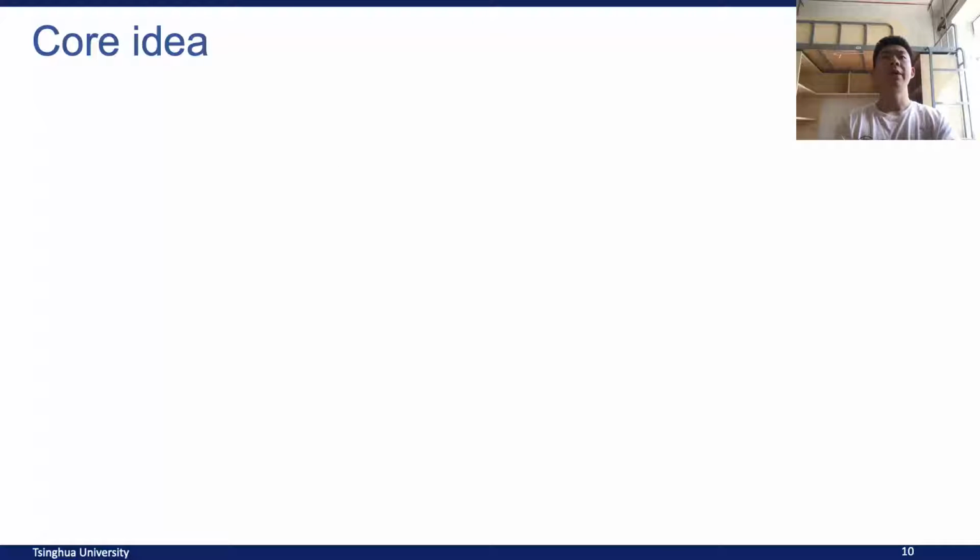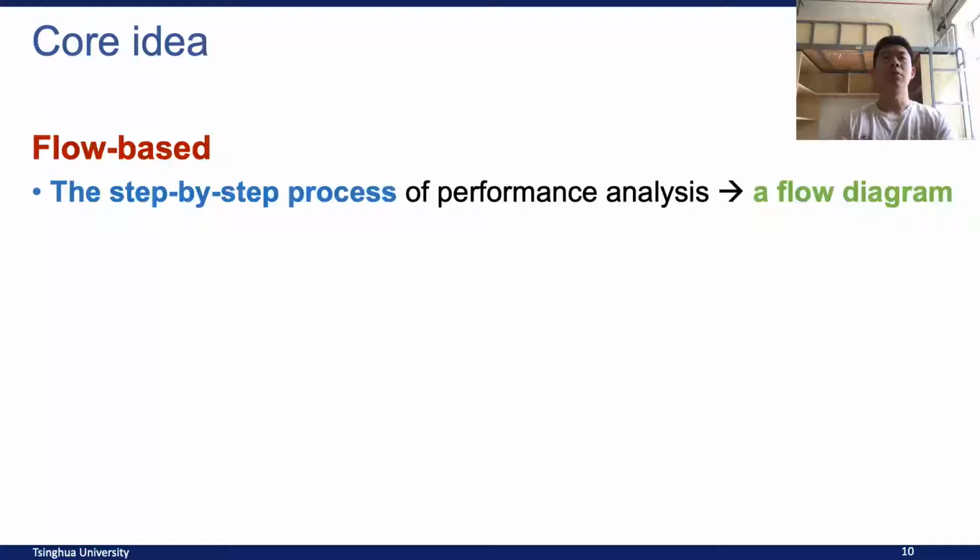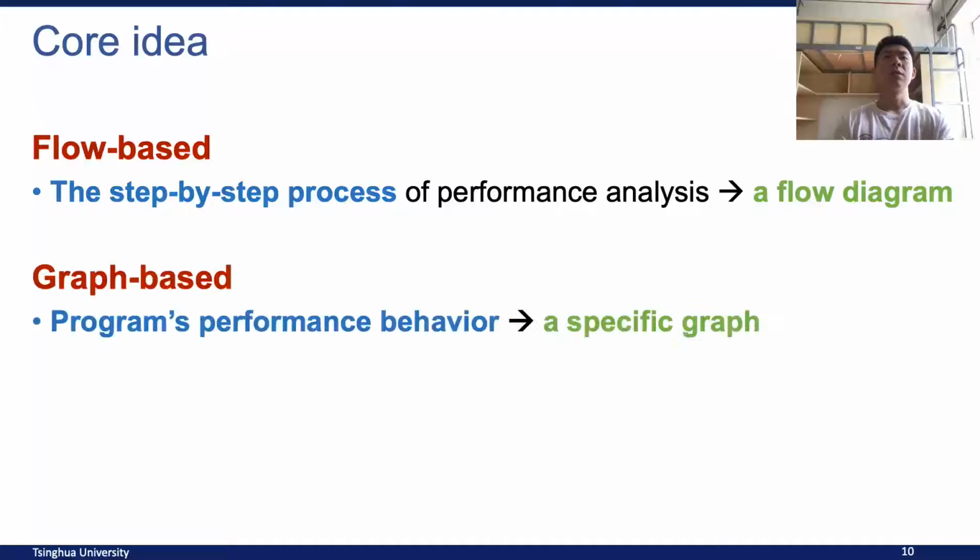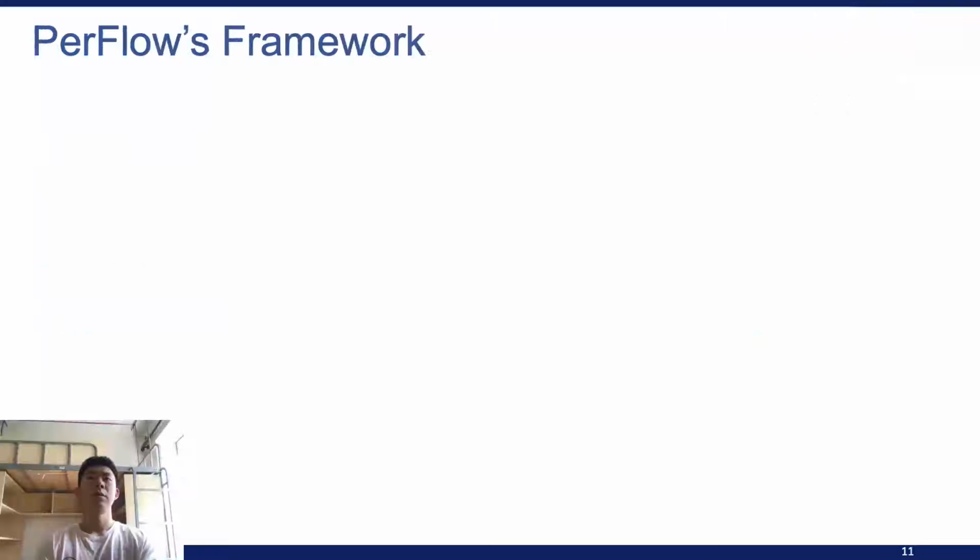There are two core ideas in PerFlow. The first one is that we represent the step-by-step process of performance analysis as a flow diagram, and it is the main innovation of our work. The second one is that we represent programs' performance behavior as a specific graph. Inspired by previous works, we further define a program abstraction graph and unified programming interfaces based on this graph.